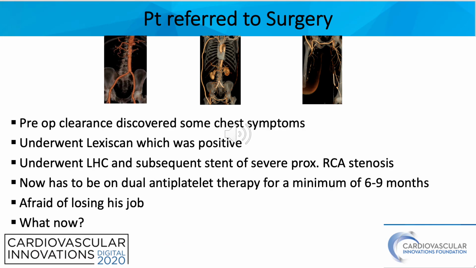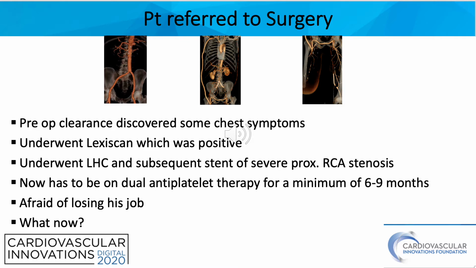At the outside department, the patient was originally referred to surgical bypass. However, for preoperative clearance, it was discovered that he had chest symptoms. He underwent an ischemic evaluation with a Lexiscan, which was significantly abnormal. He then underwent left heart catheterization and subsequently had to have a stent for severe right coronary artery proximal stenosis.